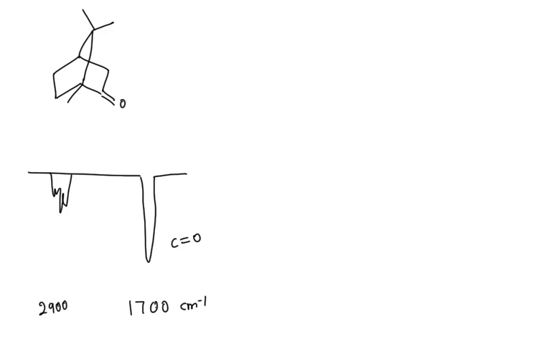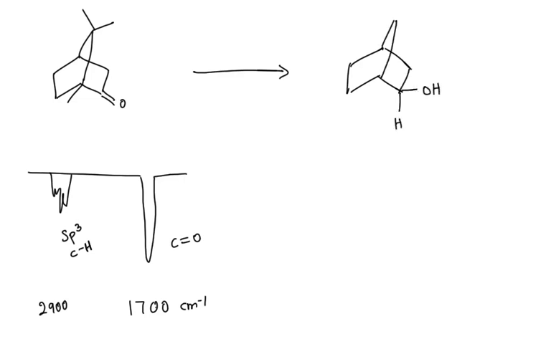2900 peak, that is for the sp3 C-H. After the reaction, when this is turned into either isoborneol or borneol, the functional group is now alcohol. All of the ketone are gone, and you have an alcohol.